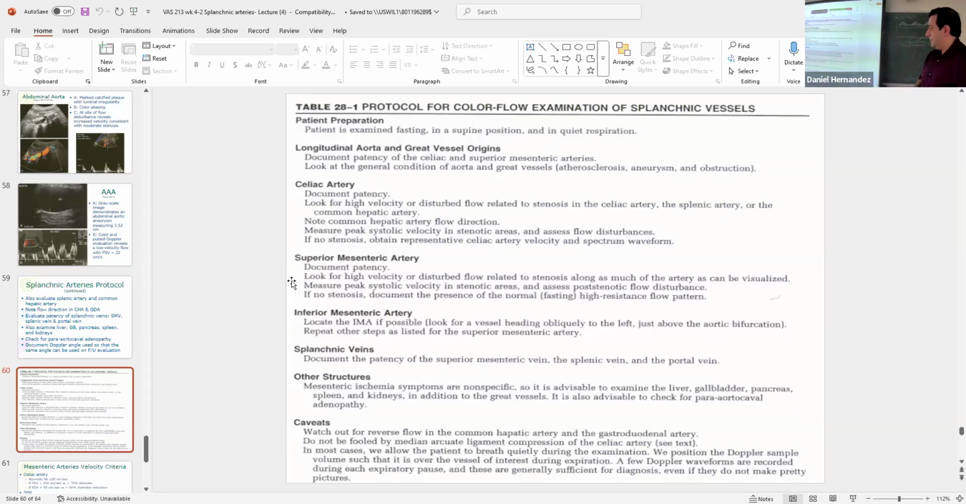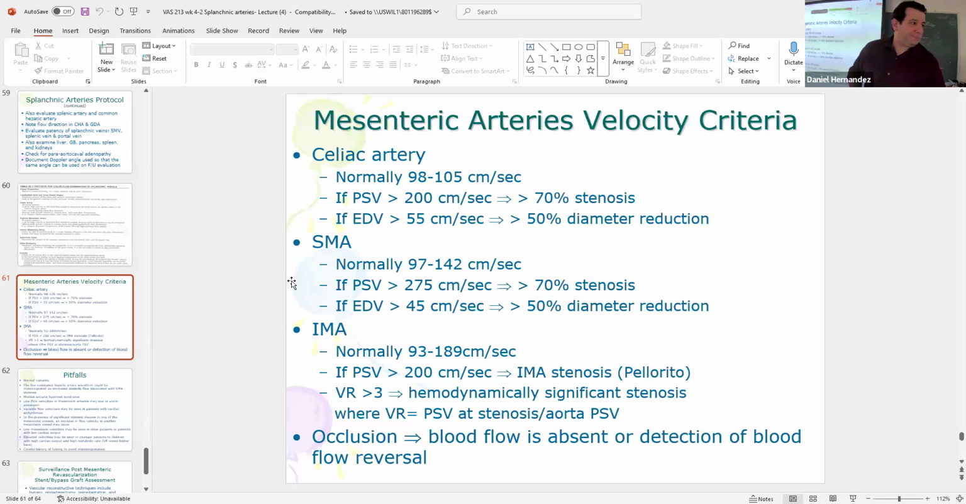Would the SMV be like the way we take sag pancreas? Yes, or sag pancreas. And just remember your velocity criteria is 200, 275, 200. Easy peasy.